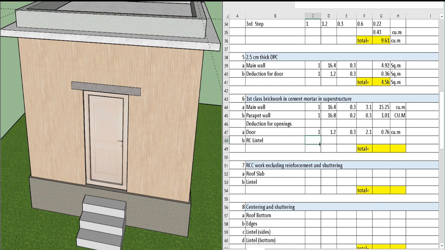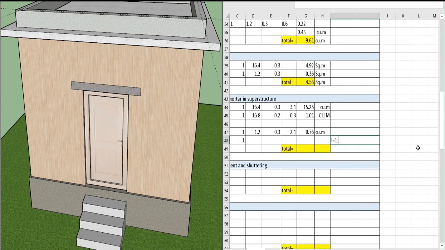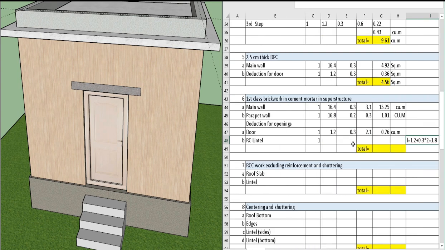So we have one RC lintel. The door length is 1.2 meter, and considering these two bearings, we will get length equals 1.2, that is door length, plus bearing of 0.3 meter on both sides, that means into 2. So we will get 1.8 meter. So our length is 1.8 meter considering 30 centimeter lintel on both sides, and the width is 0.3 meter and the height of lintel is 0.15 meter from the section. So we get the total quantity as 0.08 cubic meter, and we have to deduct these two portions. So our total quantity is 15.42 cubic meter.